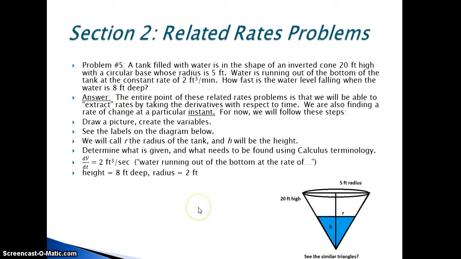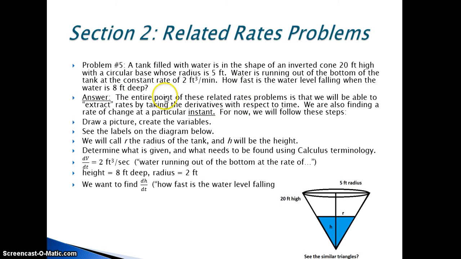And then here's a little bit of a tricky problem. How do we figure out what the radius is? Well, the key is to notice again that we've got similar triangles. We've got a larger triangle right here that is 20 feet high with a radius of 5 feet, and a smaller triangle with a radius of r and a height of h. If these are similar triangles, no matter where we are, the height is always 4 times the radius. So in this particular instant, the height is 8 feet, and the radius is a quarter of that, which is 2 feet.